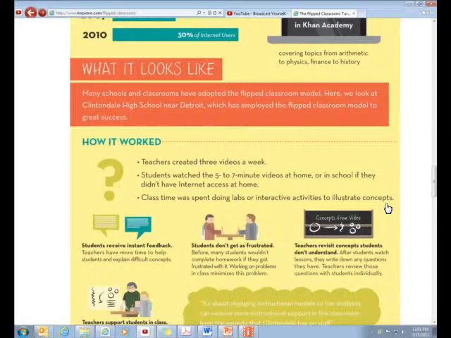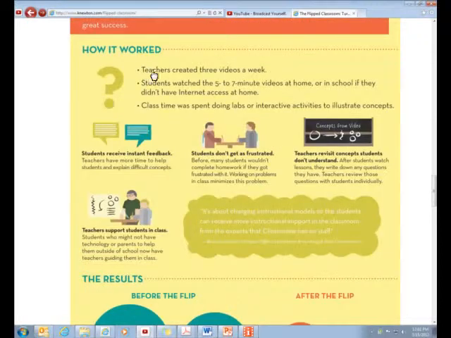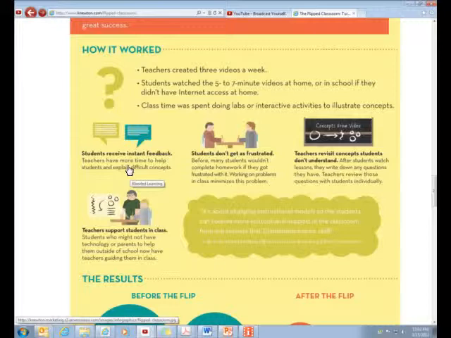So the reason that it worked was because the teachers decided to use 3 videos a week. The students would watch a 5 to 7 minute video at home or on school grounds if they didn't have good access to the internet. Class time is spent doing labs and interactive activities to illustrate concepts. They found that the students enjoyed receiving instant feedback, which we're going to talk about a little bit more.